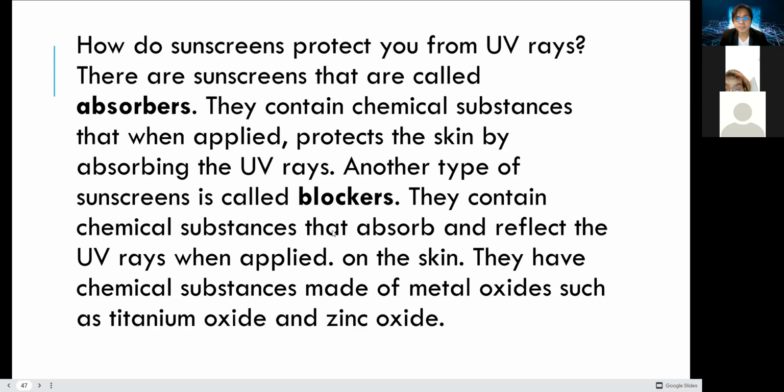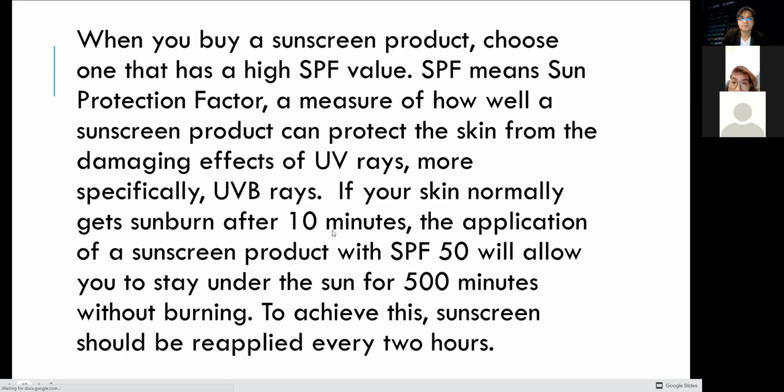Another type of sunscreen is a blocker. Okay. They contain chemical substance that absorb and reflect UV rays when applied. It absorbs and reflects the UV rays in the process. Okay. Applied on the skin. They have chemical substance made of metal oxides such as titanium oxide and zinc oxides. Okay.